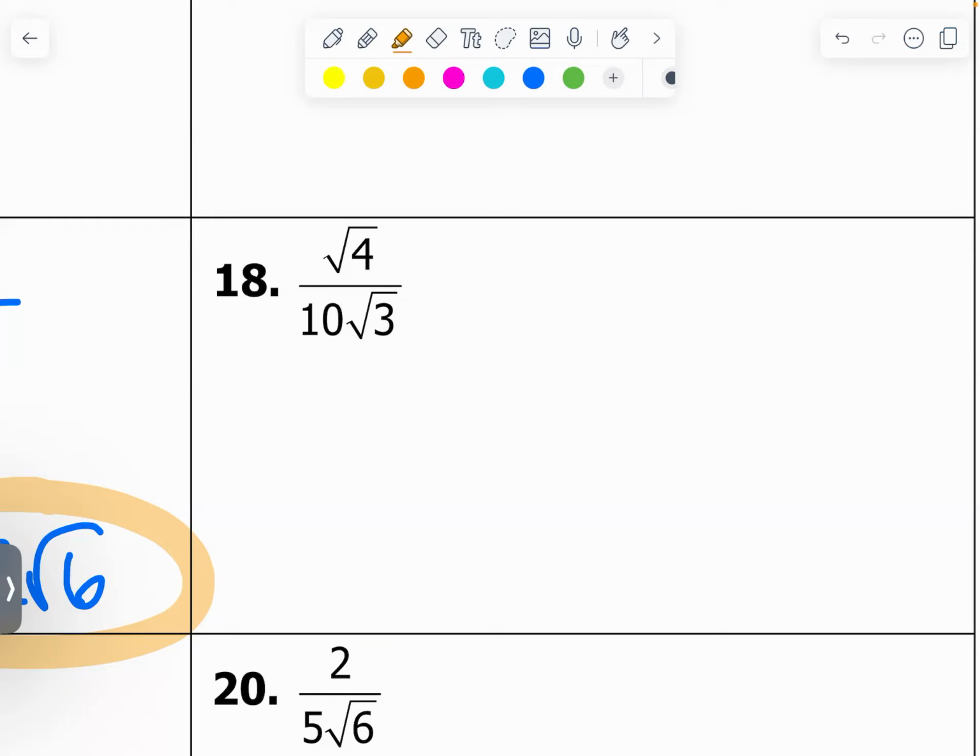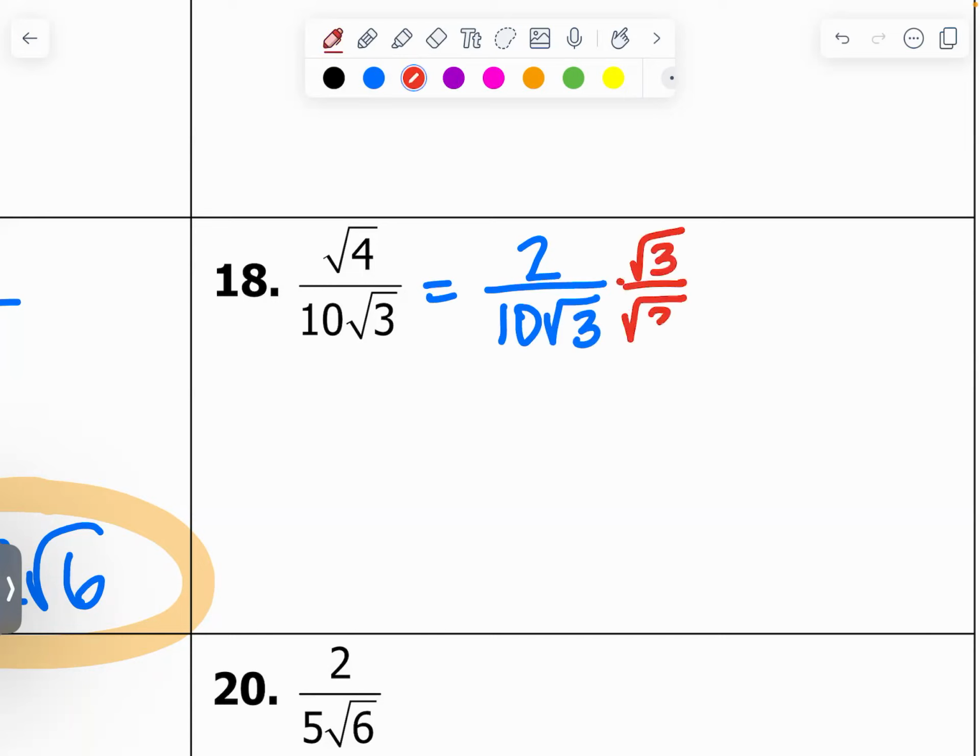Any suggestions on what to do first? Kari. Okay. Is everybody okay with that first step? Multiply radical 3. Okay. Oh, what did you say, Ellery? The square root of 4 is what? Is 2. Now let's talk about multiplying by that square root of 3.